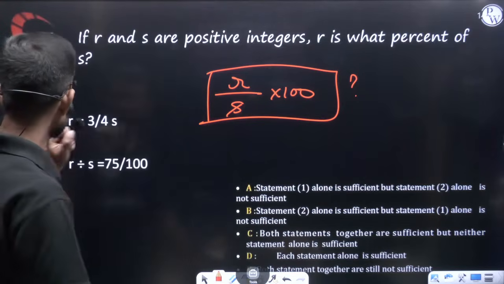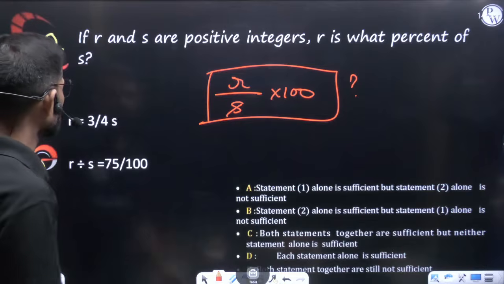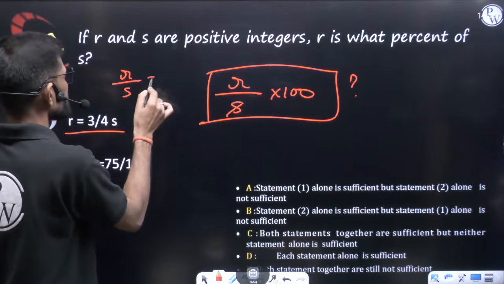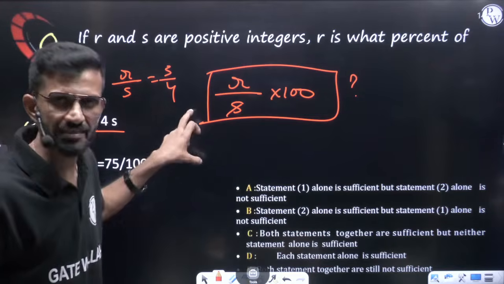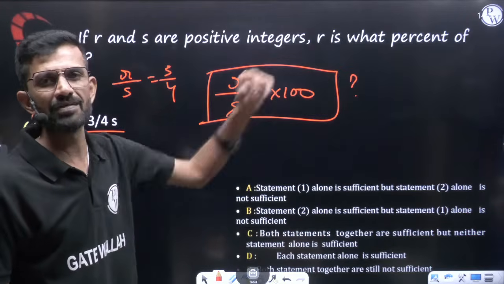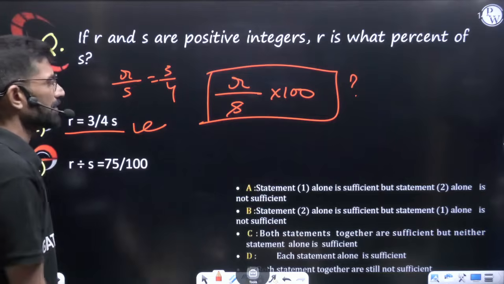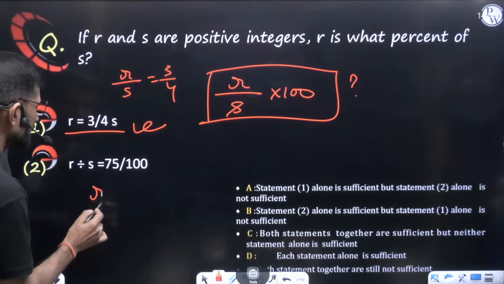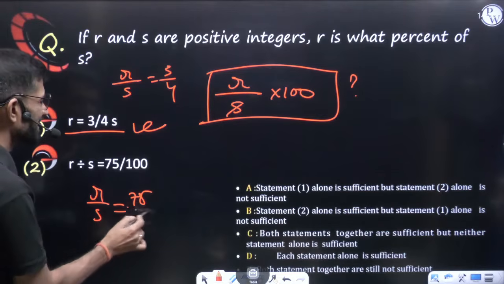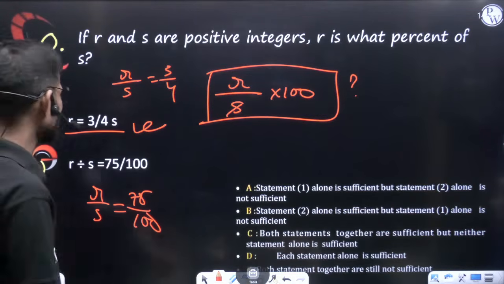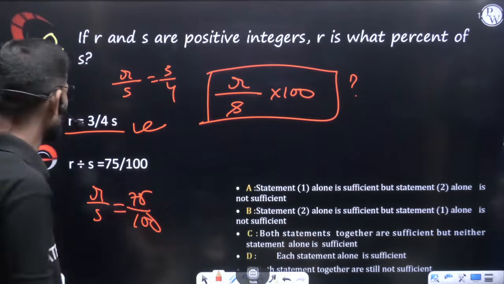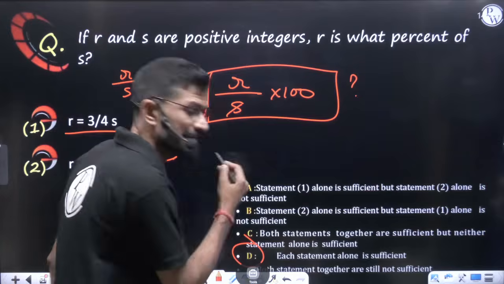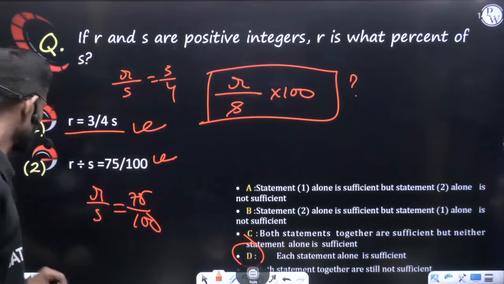Okay. Coming to the first statement. R is equal to 3 by 4 S. If you take this, R is equal to 3 by 4 S, you can write this as R by S is equal to 3 by 4. If you write R by S as 3 by 4 into 100, you will get the percentage. It is 75%. So the first statement is sufficient. Moving to the second statement, R by S is given as 75/100. So obviously this is also 75% into 100. If you do, 100 gets cancelled, 75. First alone is sufficient, second alone is sufficient. Option D. Okay, next question.